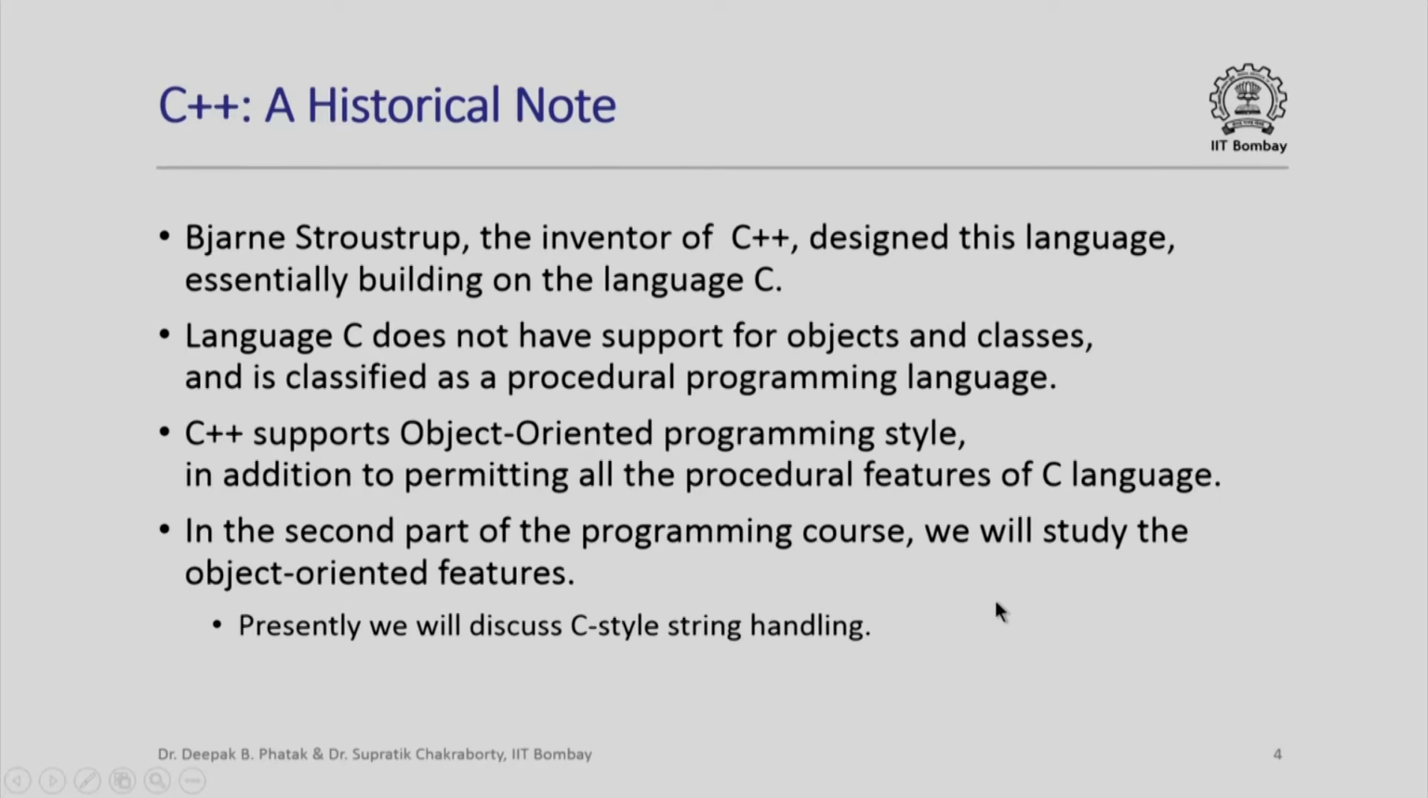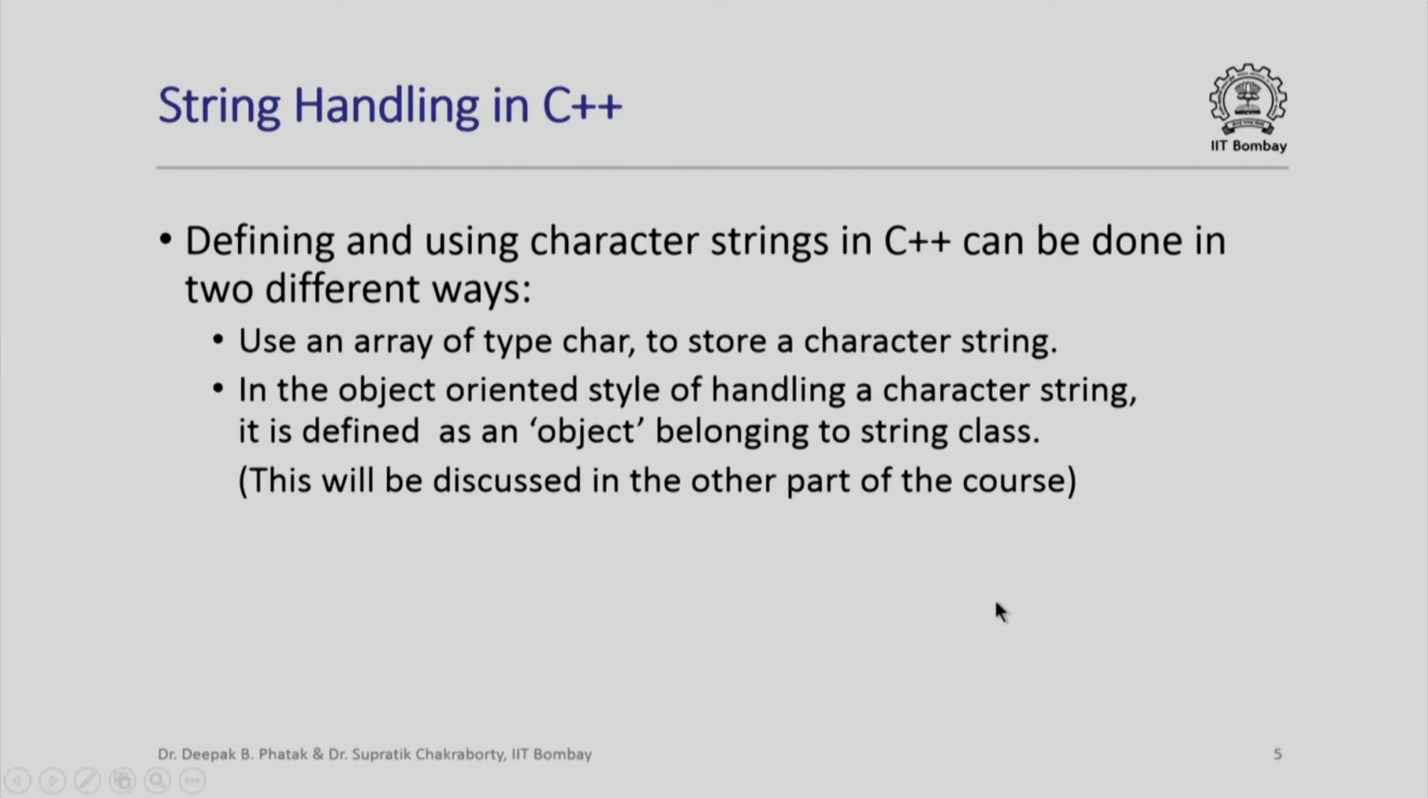Coming back to the C style string handling, it is useful to note that strings in C++ can be handled in two different ways. One, use an array of type char to store a character string. This is indeed the way we shall be using to discuss string processing. However, in the object oriented style of processing strings, a string can be defined as an object belonging to a class called string class. A large number of useful string manipulation facilities and functions are available when we discuss the object oriented features of C++, which we shall do in the other part of the course.